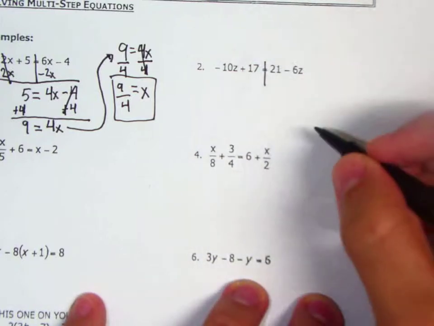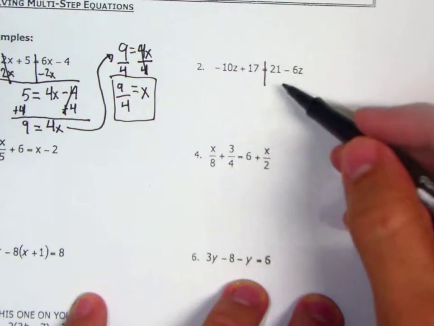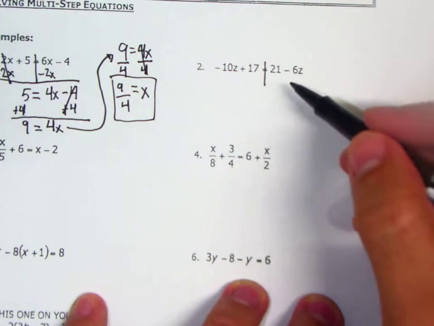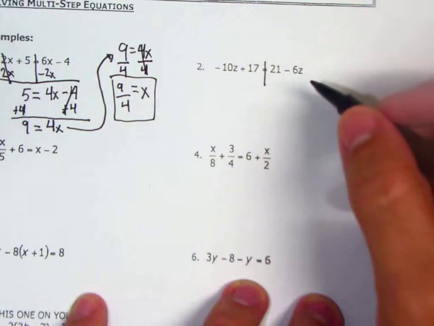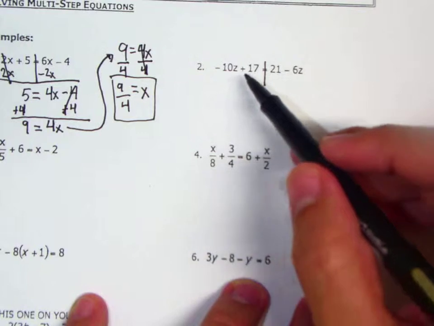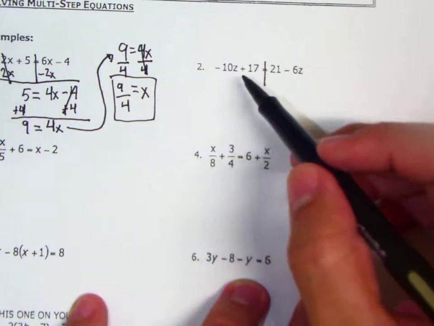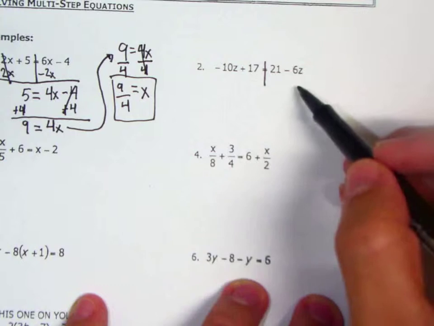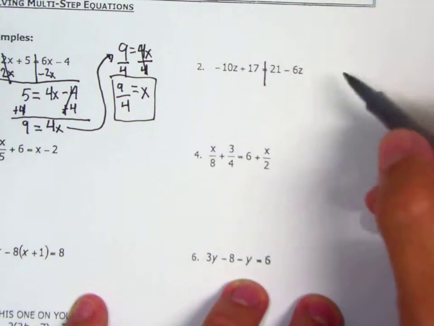Okay, here's my line to separate my equation. I have z's on both sides. So you need to decide again which side has the bigger z. Now this may be confusing because you look at the 10 and think that that might be a bigger number, but it's actually not because it's negative 10. Negative 10 is a smaller number than negative 6 because negative 6 is more positive, therefore it's a bigger number.